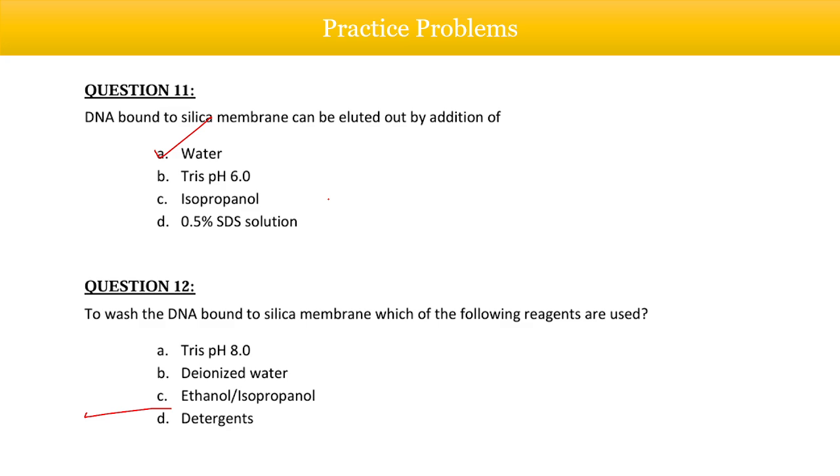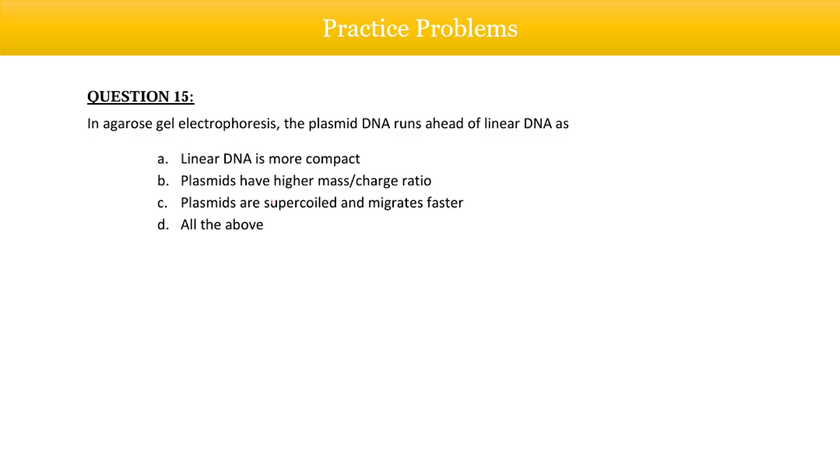Okay, the next one, to wash DNA bound to the silica membrane, which of the following reagents is used? Tris, deionized water, ethanol, isopropanol, or detergents. So for washing, you can use ethanol or isopropanol. That is also 70% ethanol, not 100%. And the others cannot be used for washing out of DNA. Right, so option C, that's ethanol and isopropanol. So remember, for elution you use water, for washing you are using ethanol or isopropanol.